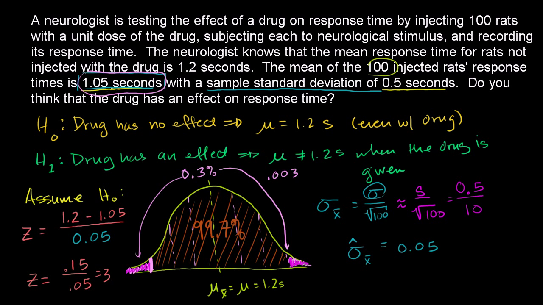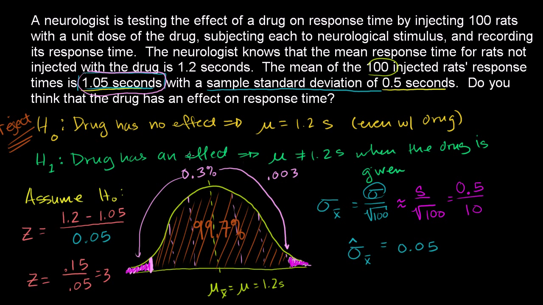So at least from my point of view, this result seems to favor the alternative hypothesis. I am going to reject the null hypothesis. I don't know 100% sure, but if the null hypothesis was true, there's only a 1 in 300 chance of getting this. So I'm going to go with the alternative hypothesis.